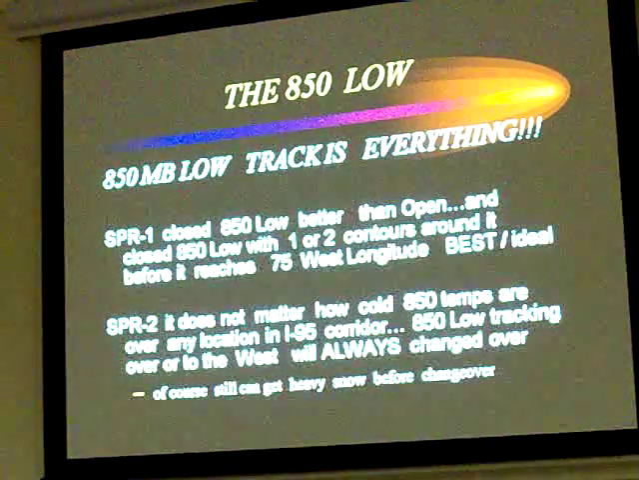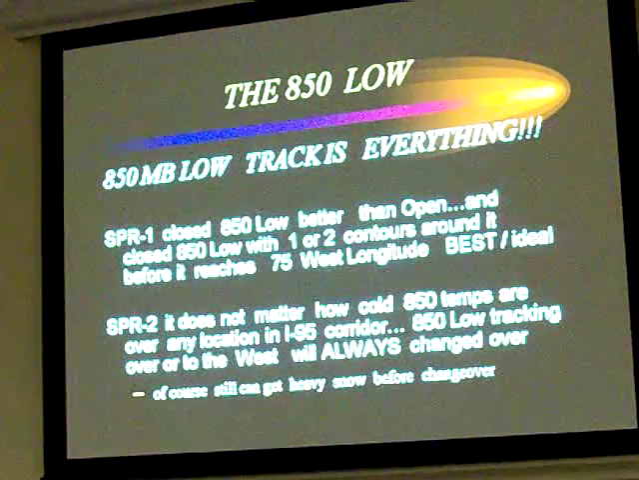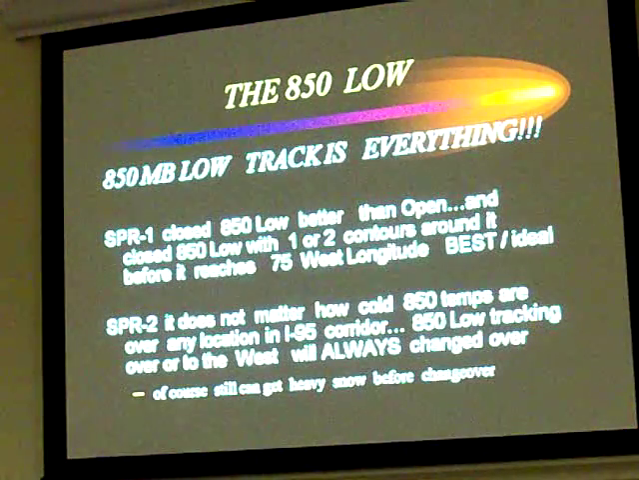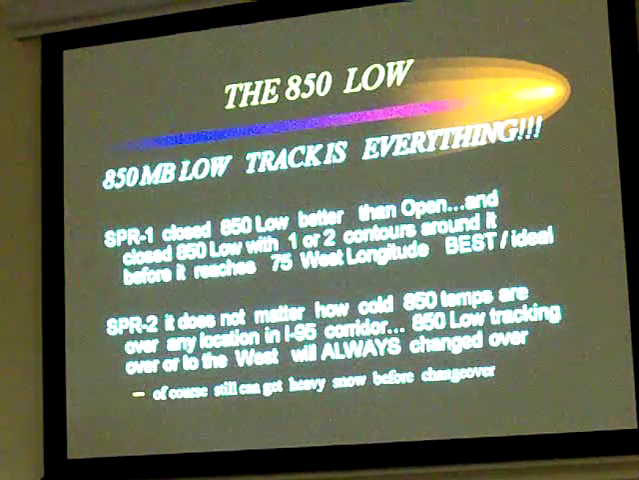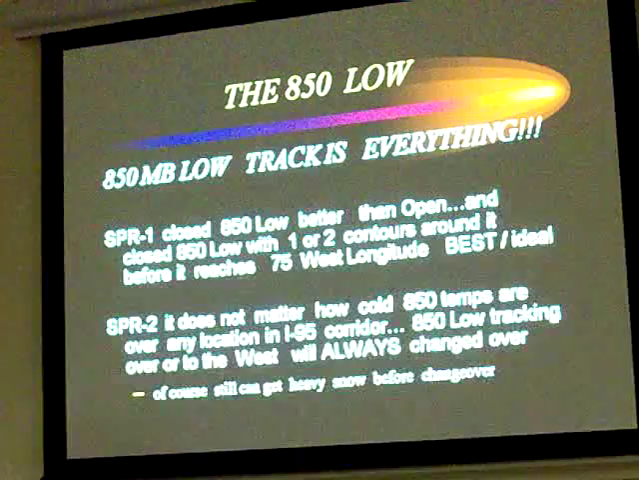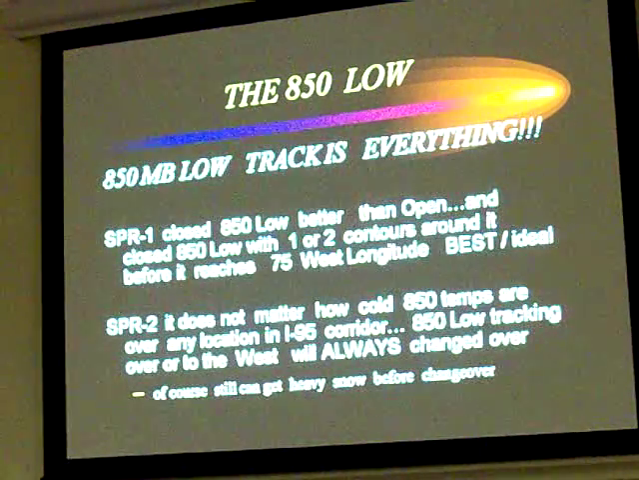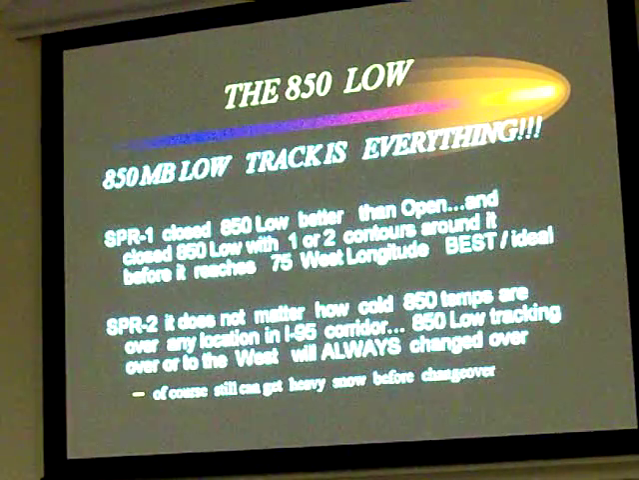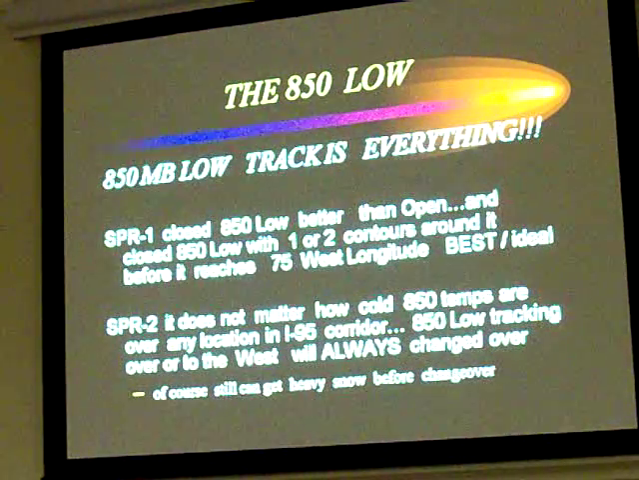The 850 low. The 850 low track is everything. That's the ballgame right there. The special rule number 1: closed 850 lows are better than open ones. And a closed 850 low with like 1 or 2 contours around it as it's moving through North Carolina, Virginia, that's even ideal. What you don't want to see is the 850 low bomb out over Raleigh, because what happens is that floods everybody with warm air.